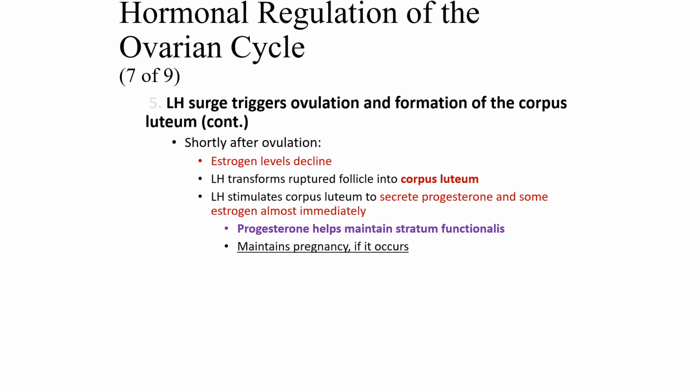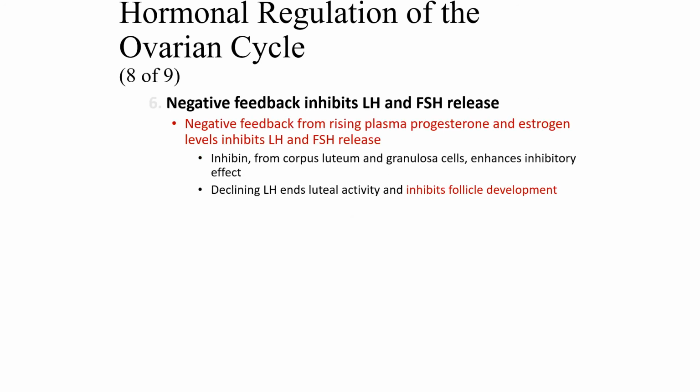After ovulation, we see estrogen begin to decline. The corpus luteum activates. It starts to secrete progesterone and some estrogen. So the progesterone is going to maintain the functional layer. All right. If implantation takes place, then that little embryo, that little clump of cells, is going to release hormones that will stimulate progesterone production by the corpus luteum. If implantation does not take place, then the corpus luteum degrades and menstruation takes place. So we already talked about negative feedback.